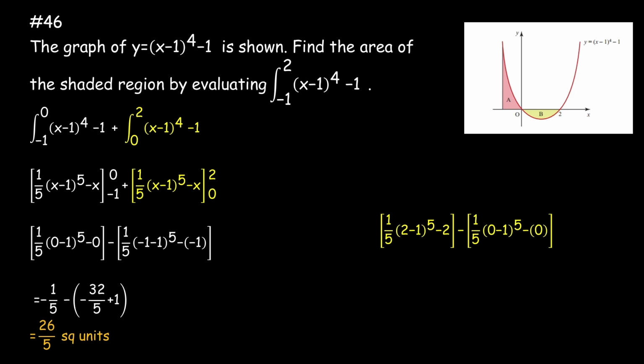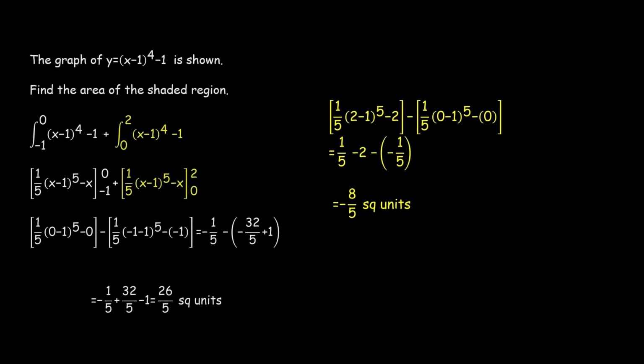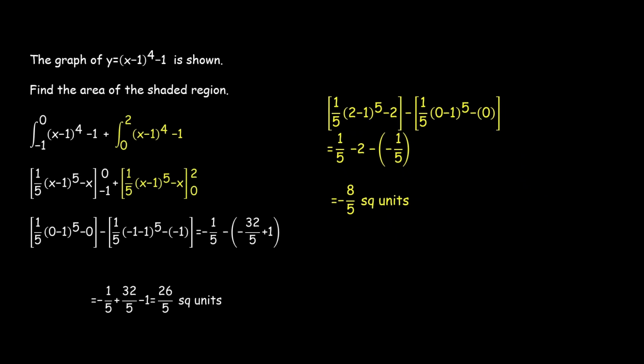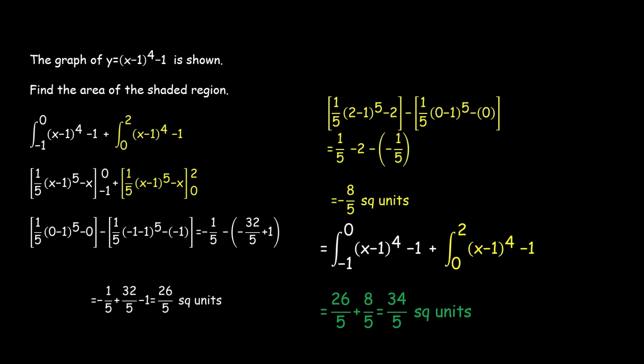Now, for the second part, which is in yellow, we would get 1/5 minus 2 minus -1/5, which would give us -8/5 square units, which I said would be negative. So then we have to find the magnitude or the absolute value of this before adding them up together. So in this case, our final answer would be 26/5 units plus 8/5 units, and that gives us 34/5 units.